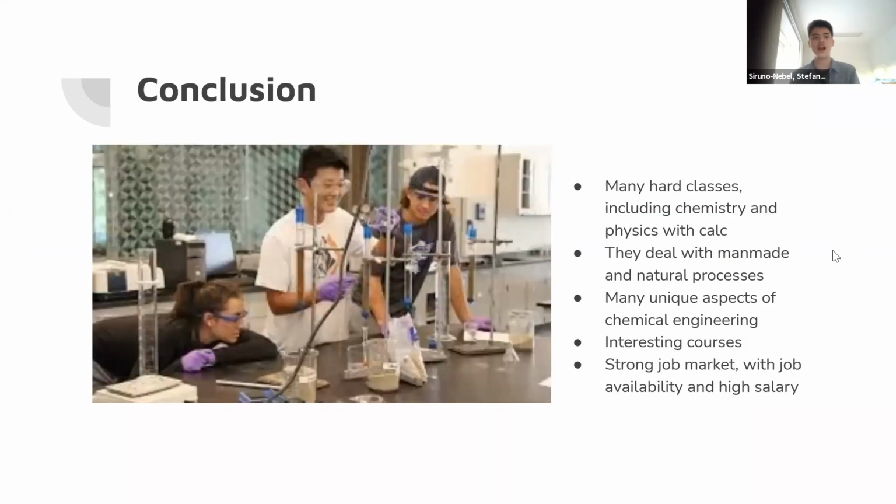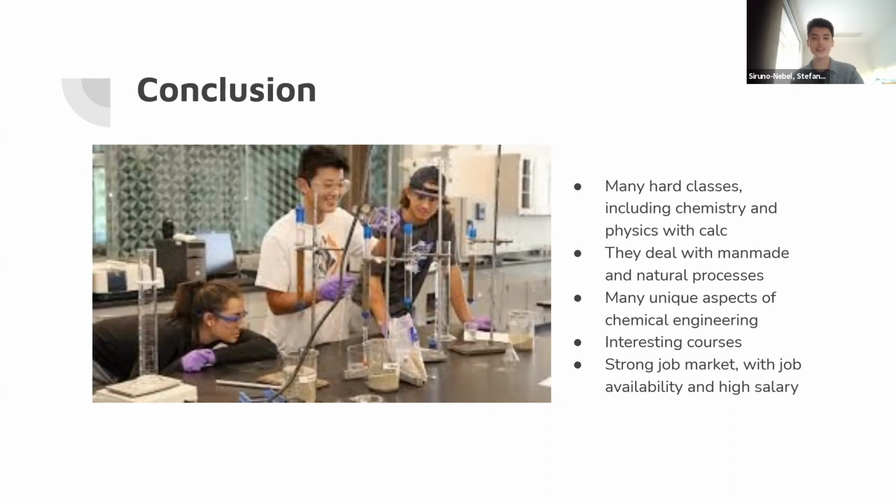In conclusion, a chemical engineer has to take many hard classes, including chemistry and physics with calc. They deal with many man-made and natural processes, natural systems like the ocean and human body, and artificial systems like refining paper and plastic. There are many unique aspects about chemical engineering, including learning how to create solutions that make a specific goal and opportunities that are specific to chemical engineering, like internships.